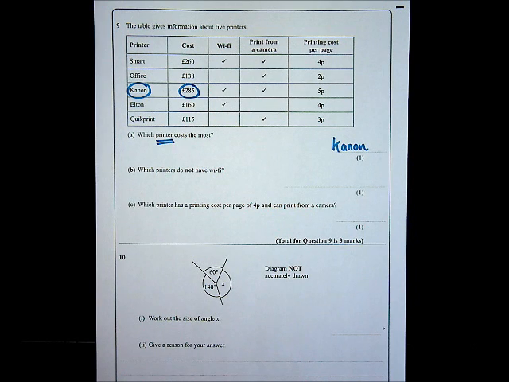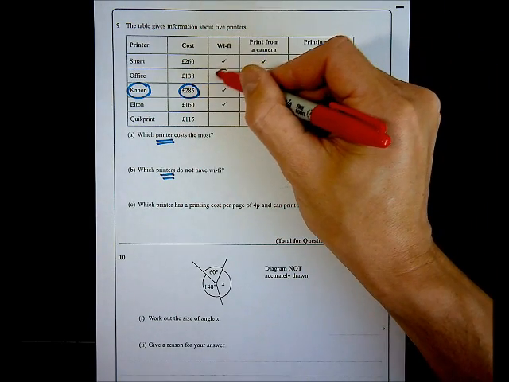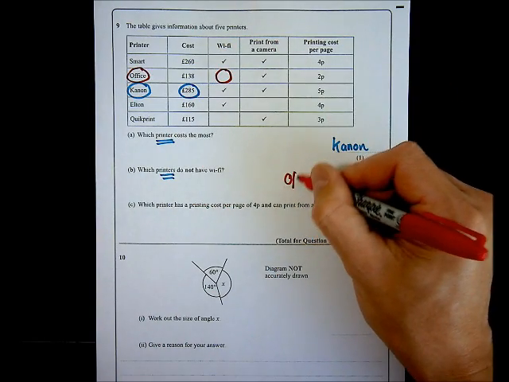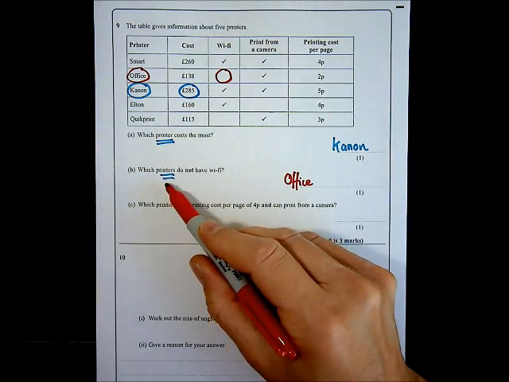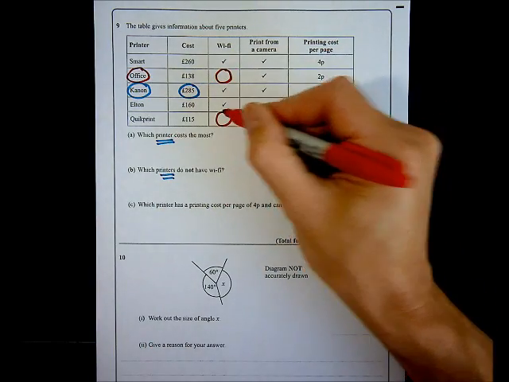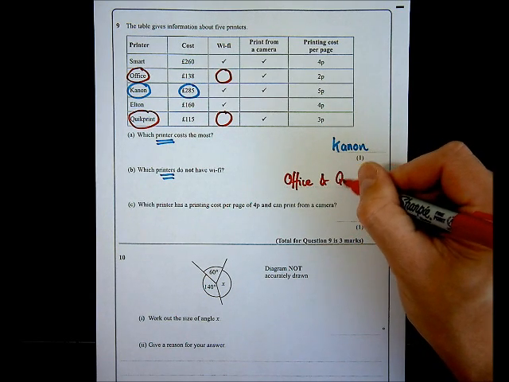Part B, again, it says which printers, so I'm looking for 2 answers, do not have Wi-Fi. So again, I'm going to come down the Wi-Fi column, and I can see that this one here doesn't have Wi-Fi, and therefore I'm going to write down Office. And as it said printers, I know I'm looking for more than one. So again, in the Wi-Fi column, nothing there. So Quick Print. So Office and Quick Print.